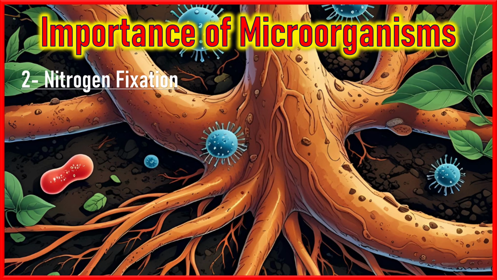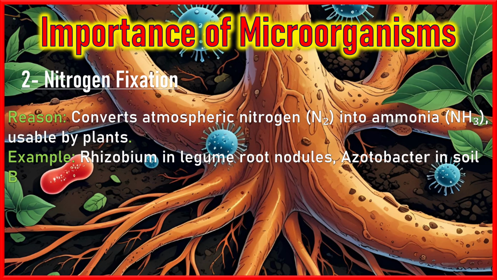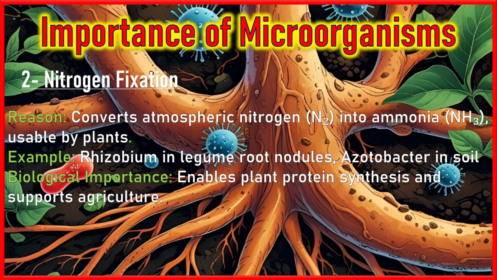The second importance is nitrogen fixation. Well, microorganisms convert atmospheric nitrogen into ammonia usable by the plants, which enables plant protein synthesis and supports agriculture. For example, Rhizobium in legume root nodules, as a vector in the soil.